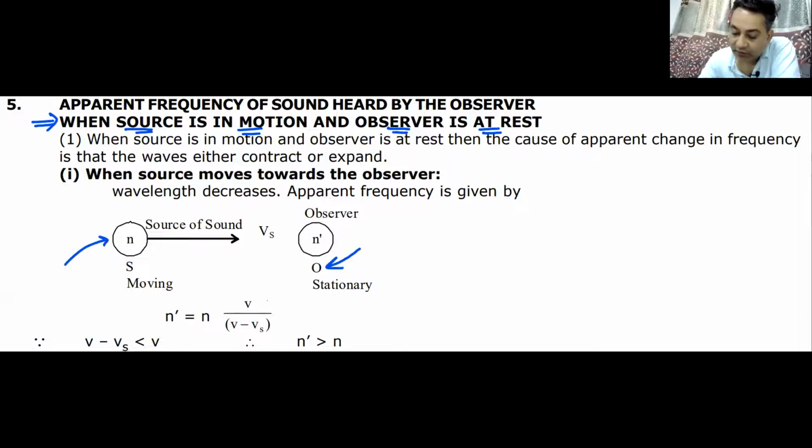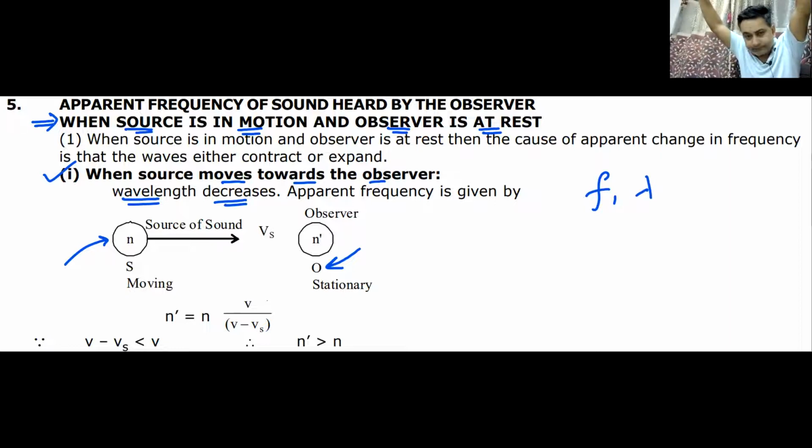So what happens when the source is moving towards the observer? The wavelength of the sound that you hear changes. Remember, speed cannot change because the medium does not change. The only two things that are going to change are frequency and wavelength. Here, the distance is decreasing, so the wavelength decreases, and therefore the frequency will increase. Frequency increases because wavelength decreases. Remember, distance is decreasing. Do we understand this?